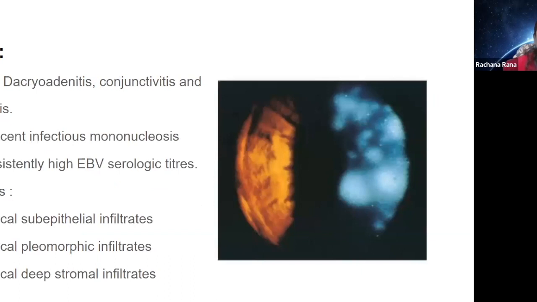Epstein-Barr virus causes dacryoadenitis, conjunctivitis, and keratitis. This is also a herpes virus. There is a history of recent infectious mononucleosis or persistently high Epstein-Barr virus serologic titers. It has 3 forms. We can see multifocal subepithelial infiltrates, pleomorphic infiltrates, ring infiltrates, or deep stromal infiltrates. Here in this picture, we can see the ring pleomorphic infiltrates present in the stroma of the Epstein-Barr virus patient.